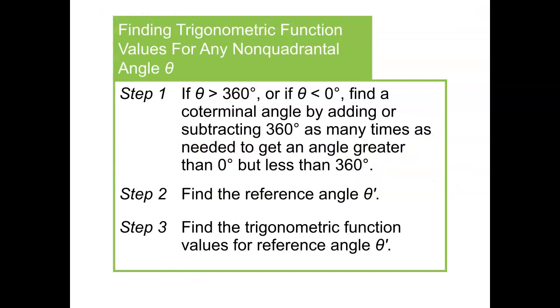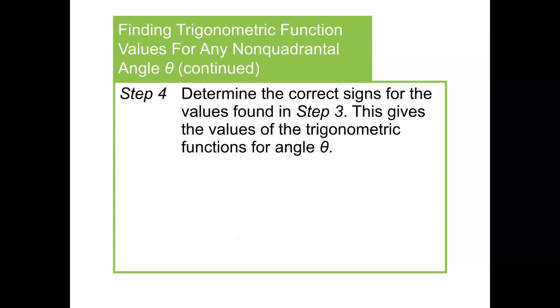So, just kind of the general process when we're finding our trig function values for any non-quadrantal angle. That means anywhere within our coordinate grid. If our value is greater than 360 or less than 0, we need to find a coterminal angle first, so that way we can find out between 0 and 360. Then we find the reference angle. Then we can find the trig values for that reference angle. And then we just need to determine the correct signs based on what quadrant we're in.